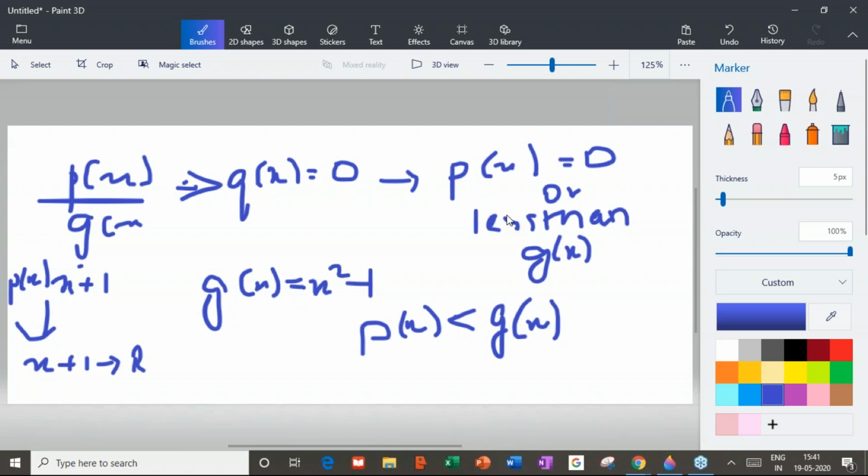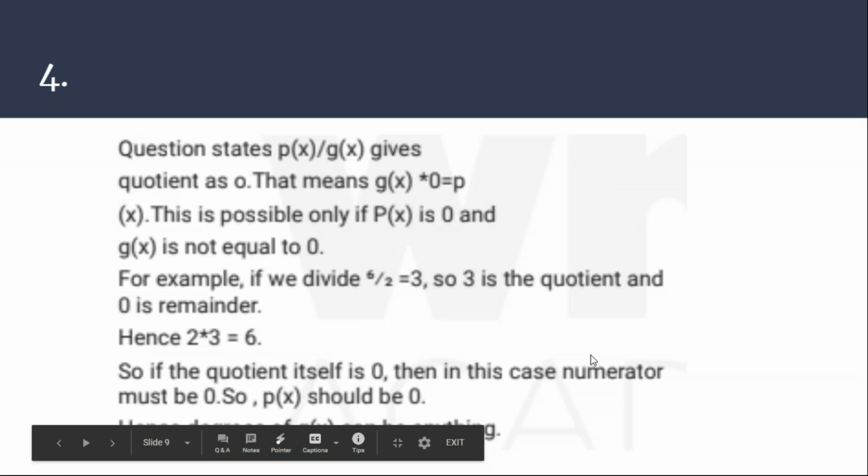Clear? Anybody still having a doubt? Please raise your hand. So I'll just explain it to you. Got it? Awesome. Okay, yeah. So here's the answer.